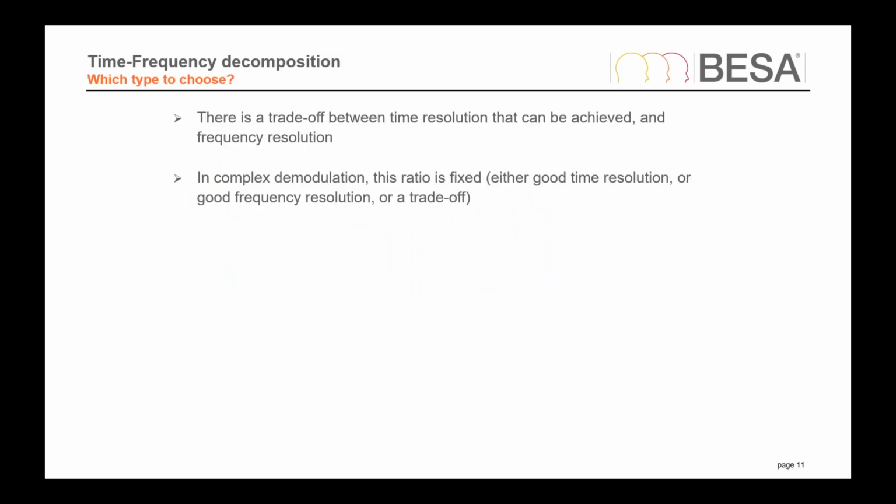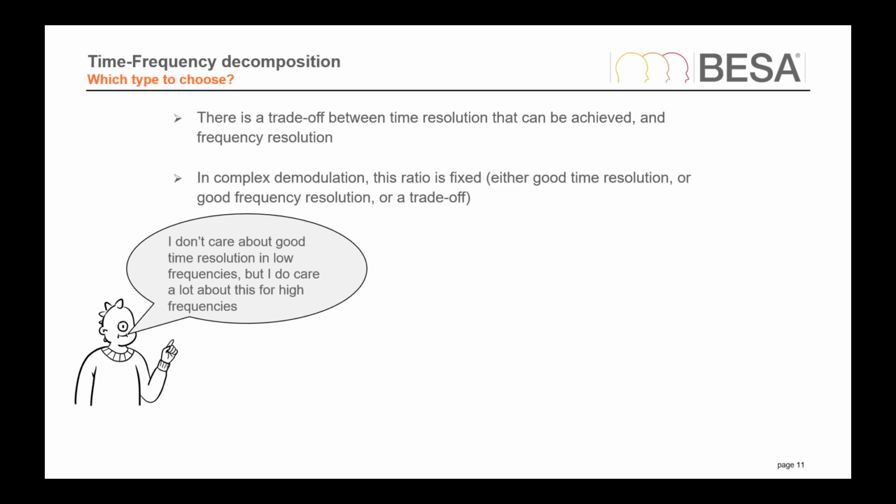Whichever method I choose, there is a trade-off between the time resolution that I can achieve and the frequency resolution. Just like in quantum mechanics, between position and impulse of any object. So in complex demodulation, this ratio is fixed. So I decide from the start whether I want a good time resolution or a good frequency resolution or a trade-off between the two, which leads me to a very regular matrix, easy to analyze.